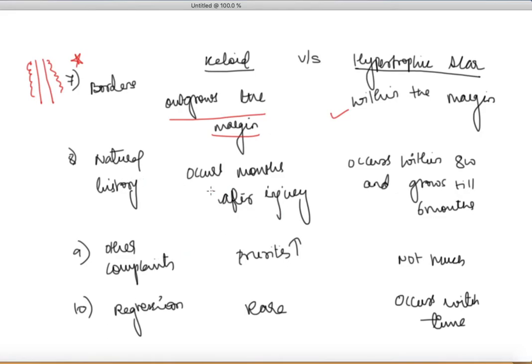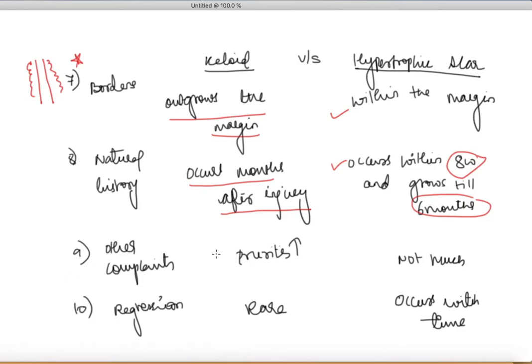Coming to the natural history, keloids occur months after injury. It's not necessary that it should appear within so many days or months or weeks after the injury. But hypertrophic scar usually occurs within 8 weeks, grows till 6 months, and then we see that it will regress. So that is the natural history of the two conditions.